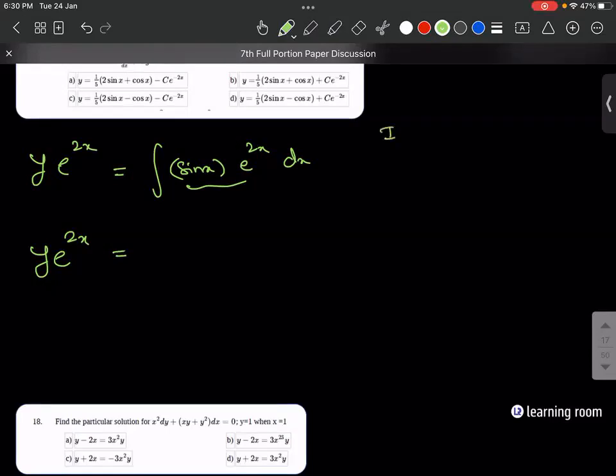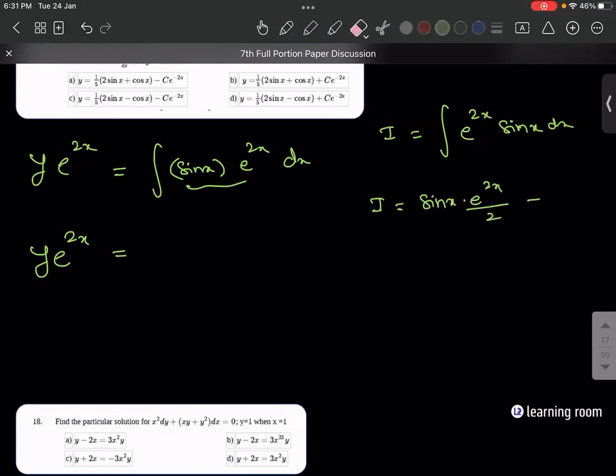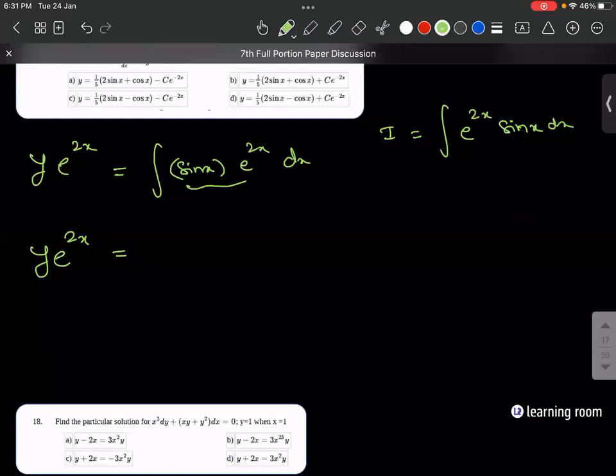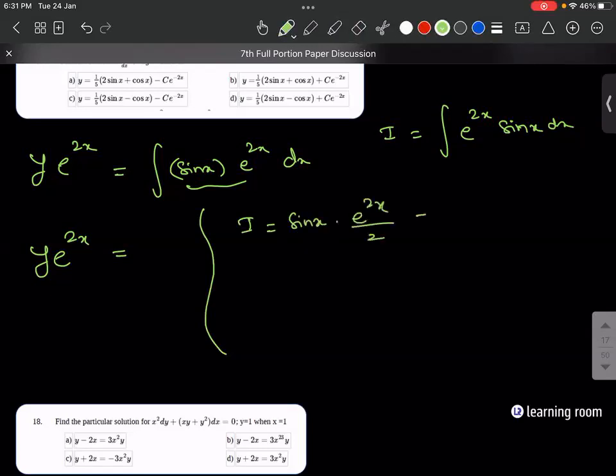Yes, so what we do is, whenever you have this kind of thing, take I is equal to integral of e power 2x into sin x dx. Okay, observe what I'm going to do. Integral of, what will you get? First function into integral of second function minus integral of derivative of first function into integral of second function. Correct?